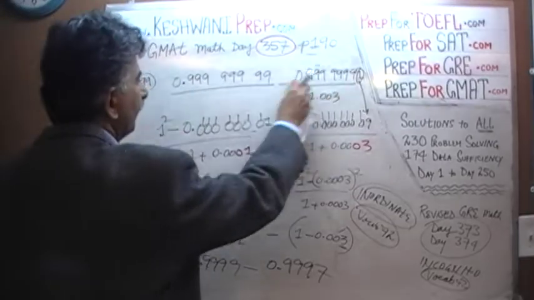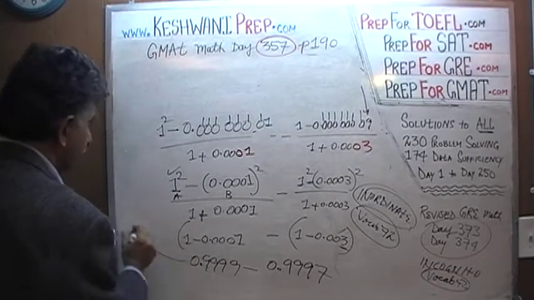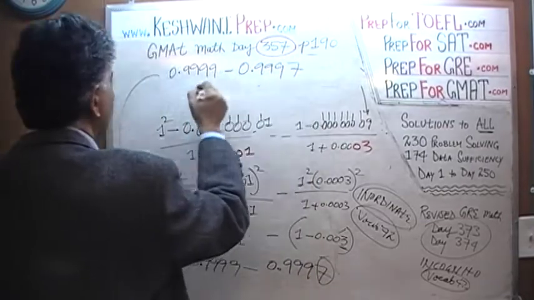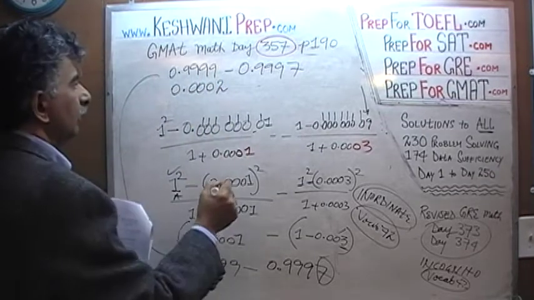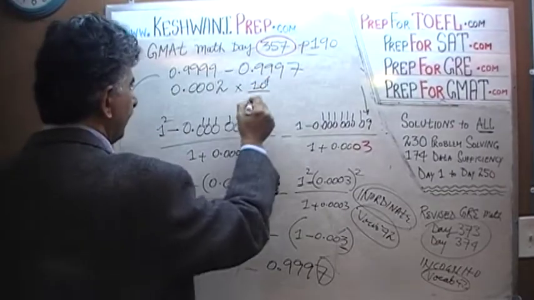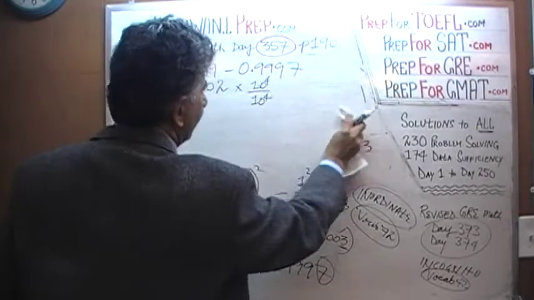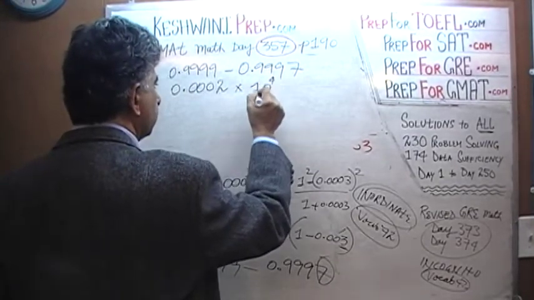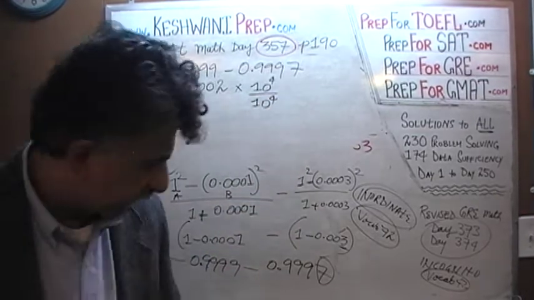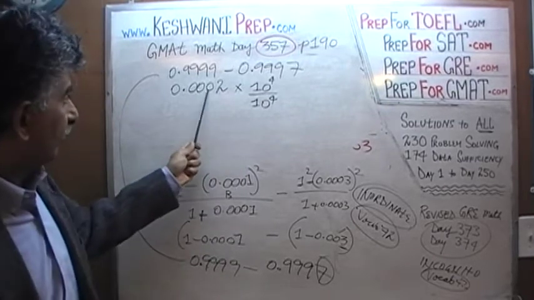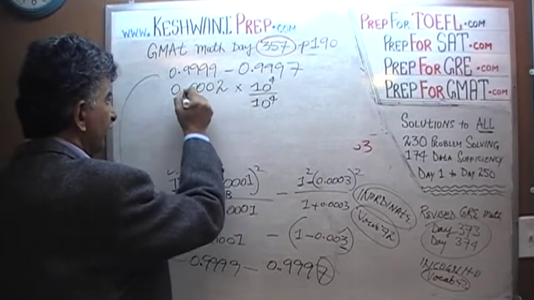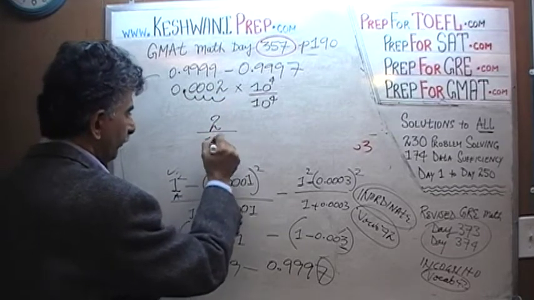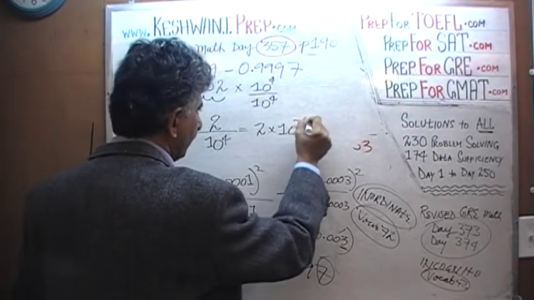Let's continue this from the top. So 0.9999 minus 0.9997 is going to give us 0.0002. If we multiply the top and bottom of this quantity by 10 raised to 4, essentially we're multiplying it by 1, but 0.0002 times 10 raised to 4 allows us to move the decimal place. The decimal is right here. 10 raised to 4 will allow us to move it 4 places, 1, 2, 3, and 4, it becomes 2. So it's 2 on the top over 10 raised to 4, which can be written as 2 times 10 raised to negative 4.